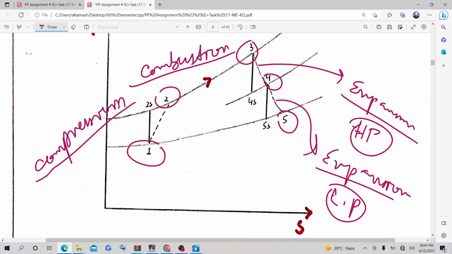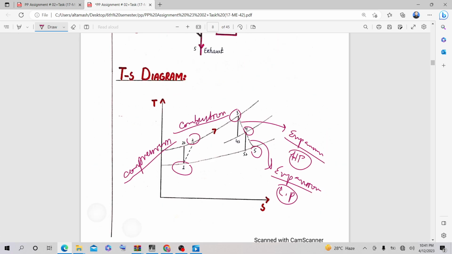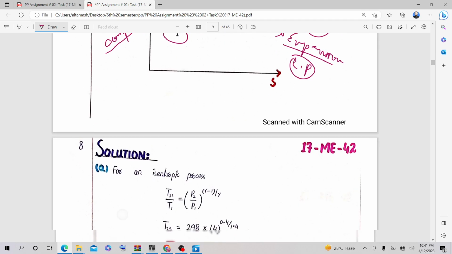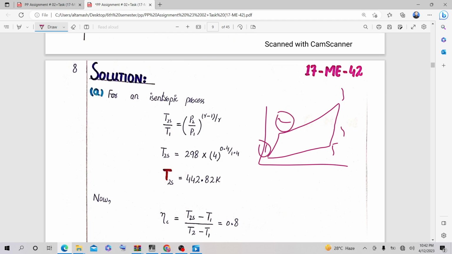Now it comes to how to solve this numerical. It is actually very easy. It is just like the previous one, but a few steps have been added. I will go a bit faster on it, and I will focus on the new concept. So first of all, we do not know the T2. I will again draw it here: 1, 2, 3, 4, 5. We do not know this T2. So we will first calculate T2s.